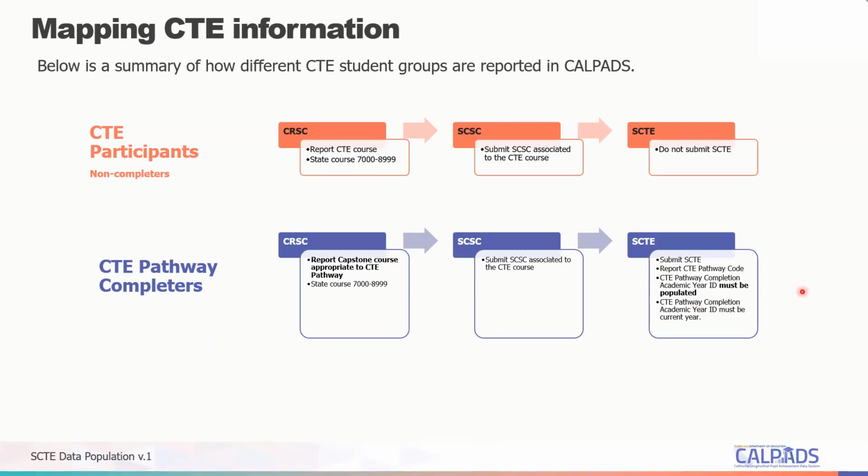Just a reminder, students participating in a CTE pathway must take the CTE pathway courses in the proper order from intro to capstone. This will help properly track the students' hourly completion progress internally, and also ensure that the CRSC, capstone course, and SCSC grade will all be reported in the current reporting period that the student is flagged as a CTE completer.